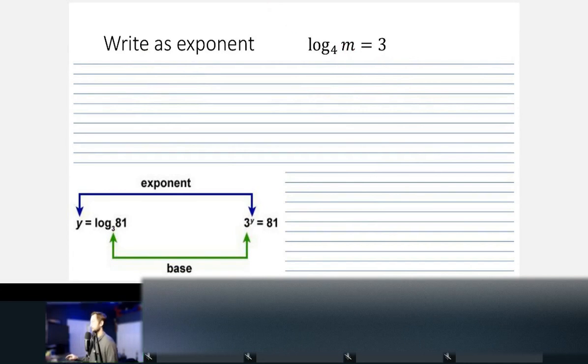So 4 to the third power equals m. And for going from log to exponential, I would actually just go right to the answer. Now, I'm really good about going that direction. I'm not good about going the other direction.